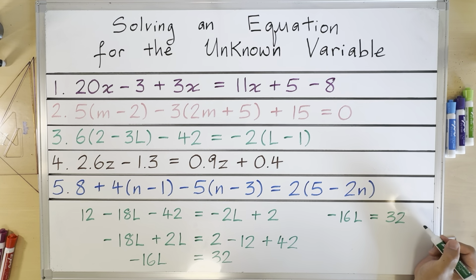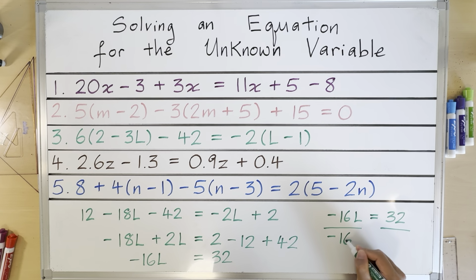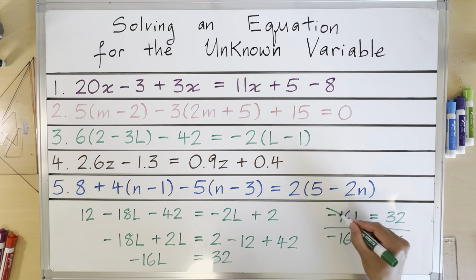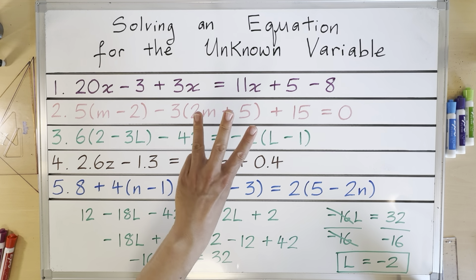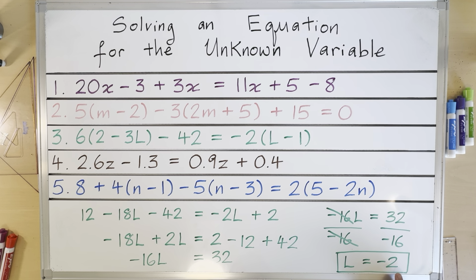32. Now, in order to isolate L, we want to divide both sides of the equation by negative 16. So the negative 16 and negative 16 cancel each other out, and we are left with L being equal to 32 divided by negative 16, and that gives us negative 2. And so therefore, for problem number 3, L is equal to negative 2.